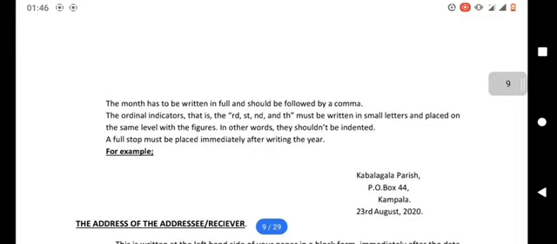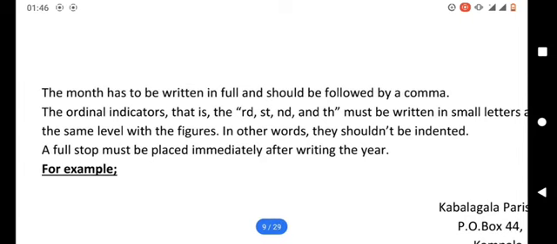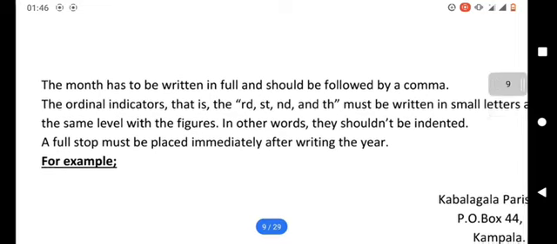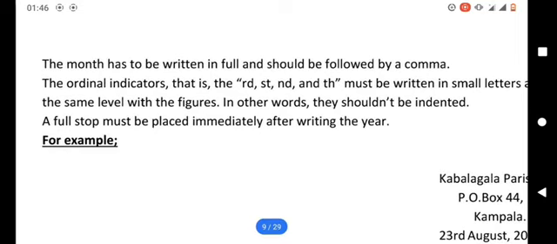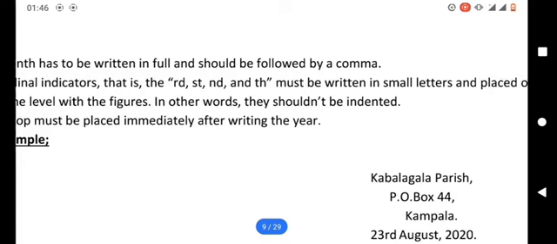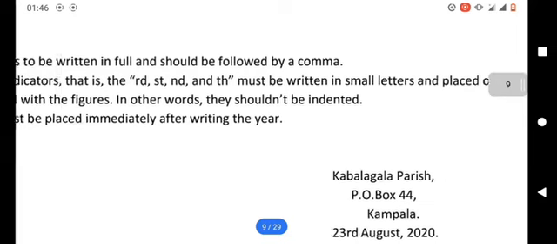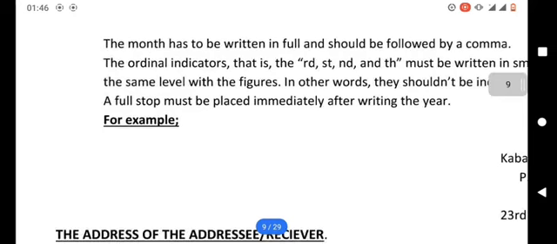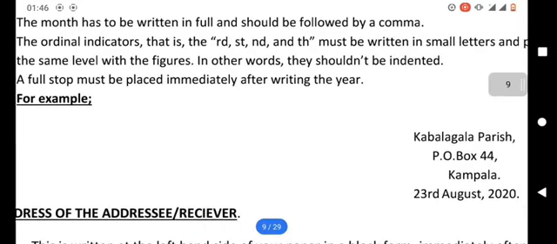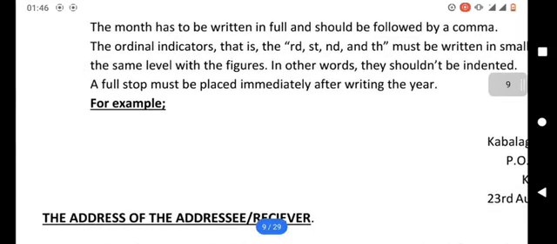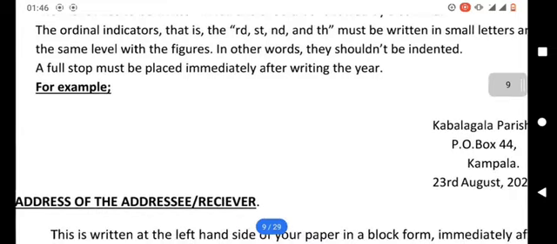Something to note: the month has to be written in full and should be followed by a comma. The ordinal indicator, for example RD for the third, 23rd, ST for first, 21st, ND for second, 22nd, and TH for 11th, 8th, must be written in small letters and placed on the same level with the figures. In other words, they shouldn't be indented. A full stop must be placed immediately after writing the year.